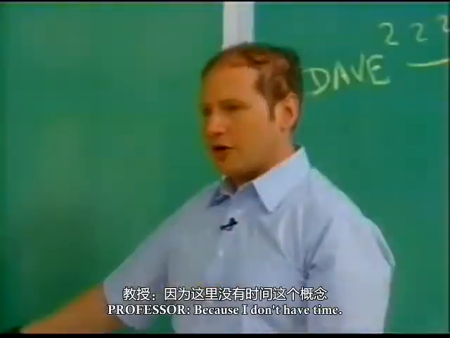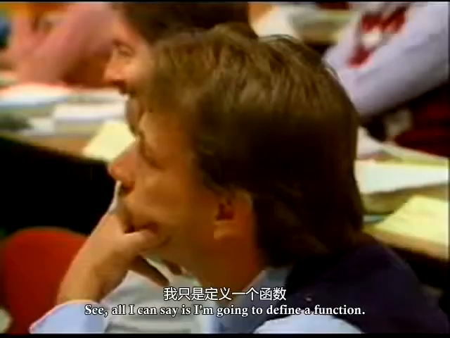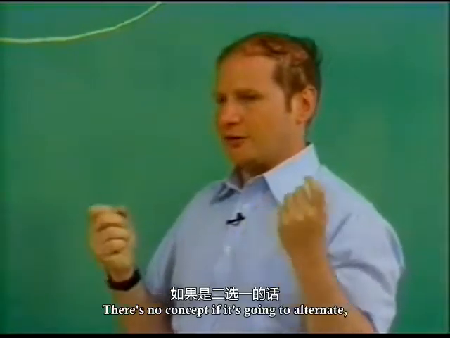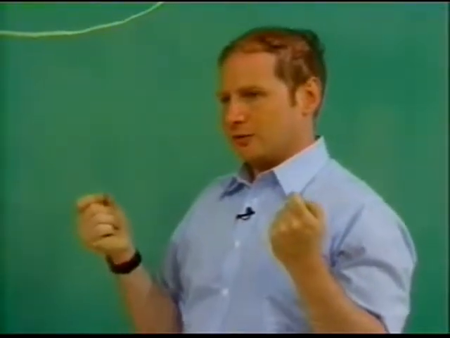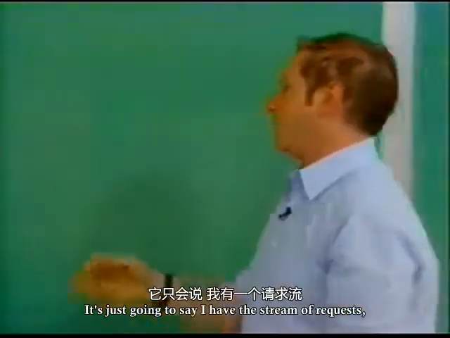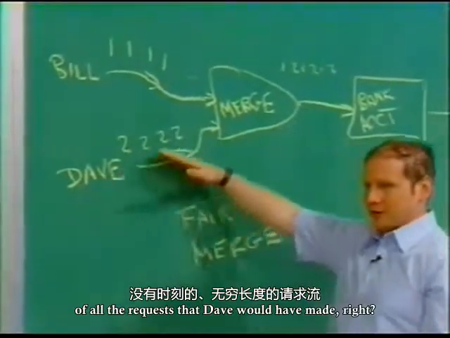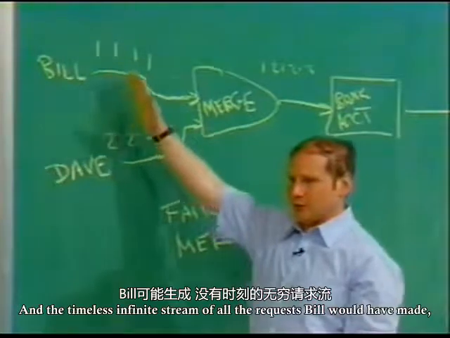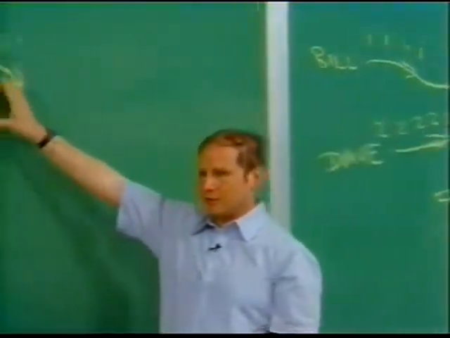Because I don't have time. See, all I can say is I want to define a function. I don't have time. Right? There's no concept if it's going to alternate, except if nobody's there, it's going to wait a while for him. Right? It's just going to say, I have the stream of requests, the timeless infinite stream of all the requests that Dave would have made. Right? And the timeless infinite stream of all the requests Bill would have made, and I want to operate on them. See, that's how this bank account is working.